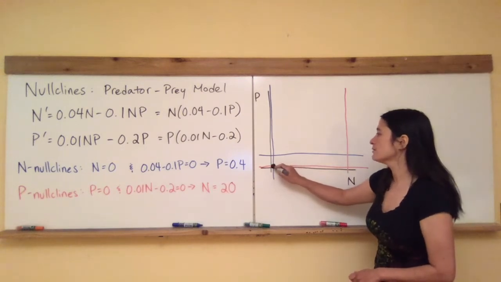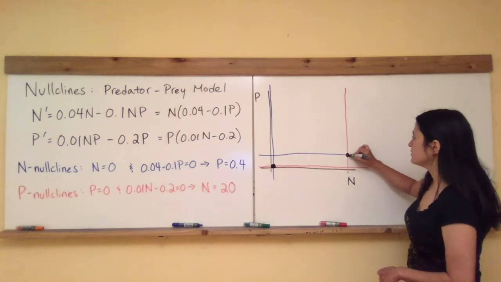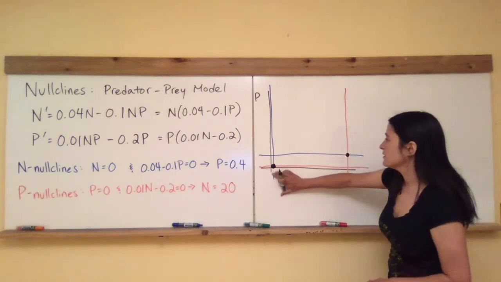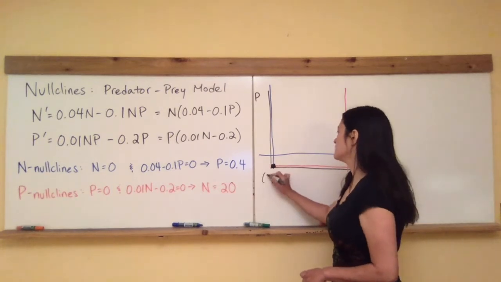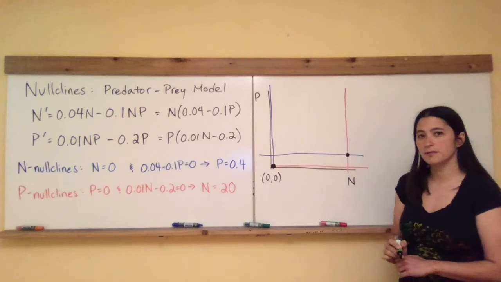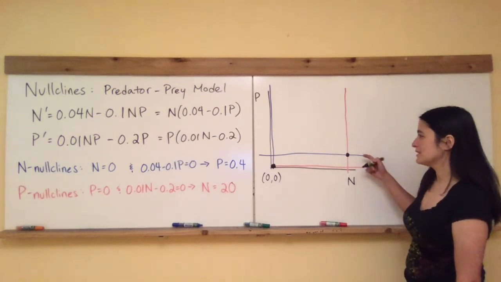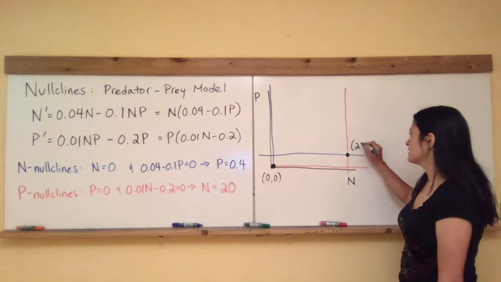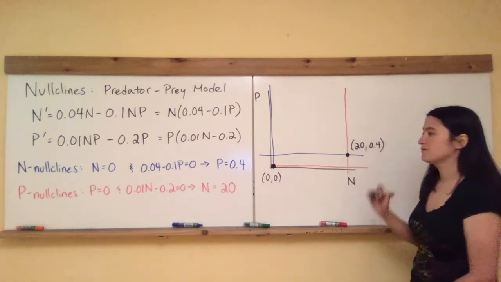There's going to be one equilibrium point right here at 0, 0, and then there's going to be another equilibrium point right here. So I'm going to label the equilibrium points with the values here. And this one is 0, 0, and that would represent extinction of both of the species. And this is an equilibrium point where both species exist. And for this, n is going to be equal to 20, and p is going to be equal to 0.4.